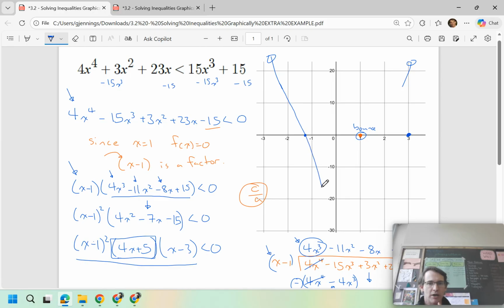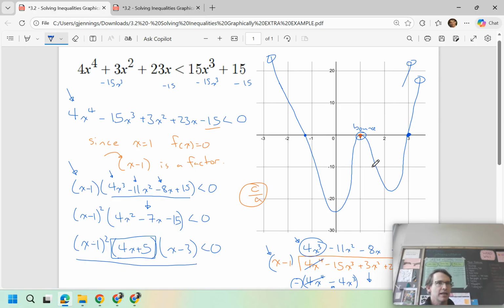I go through there. Here's a point you can find with calculus. We're going to come up here. We're going to bounce. Here's a point you can find with calculus. And then we're going to come up. And these are cut roots, so they just go straight through and go up. So there's our sketch.